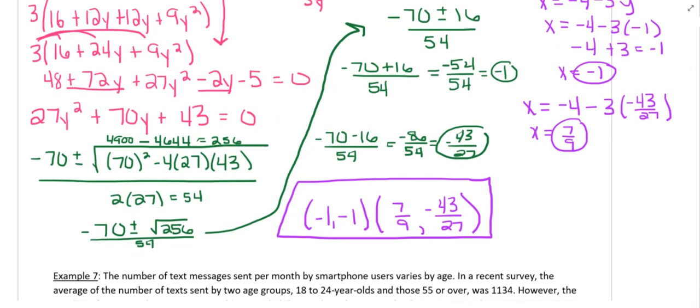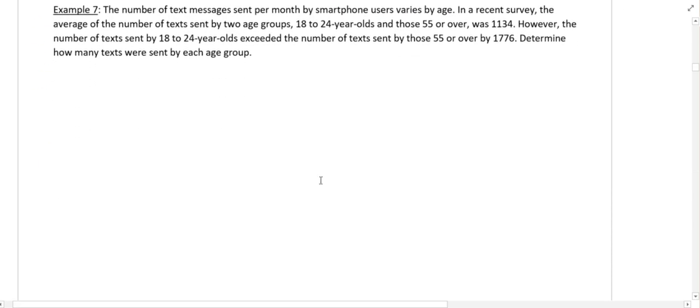Okay, the next one that we are looking at, let's see here, we have a word problem. So we have the number of text messages sent per month by smartphone users varies by age. In a recent survey, the average number of texts sent by two age groups, 18 to 24, and those 55 and over was 1134. However, the number of texts sent by 18 to 24-year-olds exceeded the number by 55 and over by 1,776. So we have to translate this into a problem.